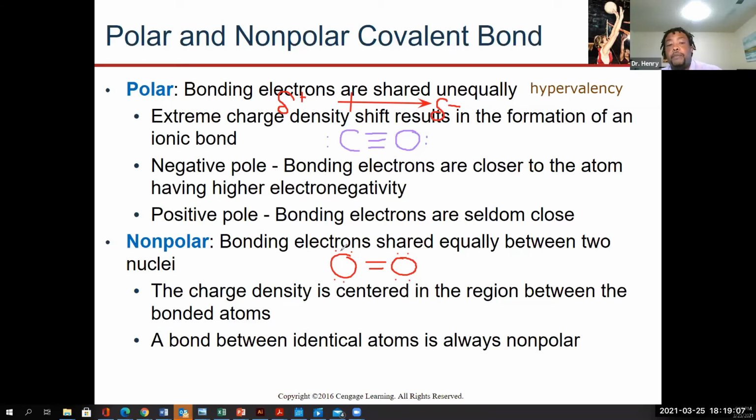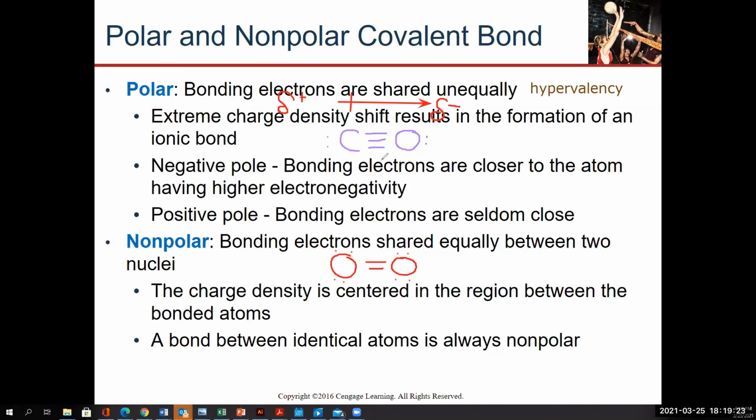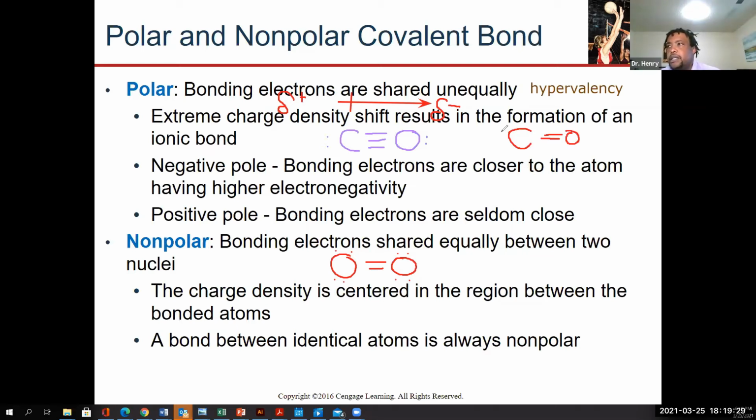Now, again, this is talking about the bond, and it's also talking about the molecule. The bond between these two is polar. The bond between these two is considered nonpolar. Now, when we have more than two atoms attached to each other, like carbon dioxide, to figure out if the molecule as a whole, or the compound as a whole, is polar or nonpolar, we have to look at each of the bonds independently and then look at them together.